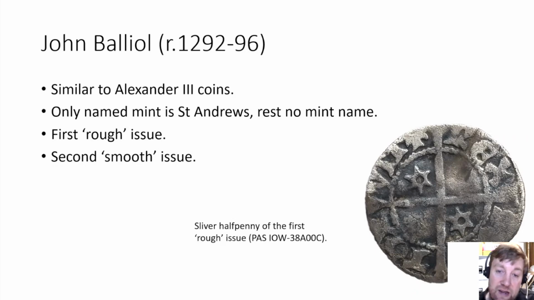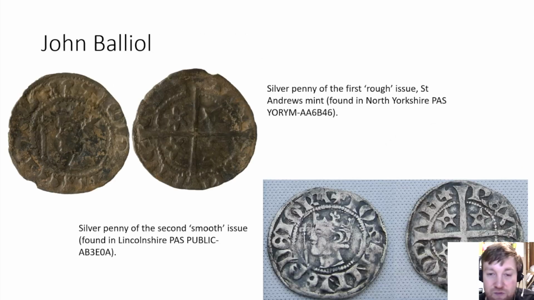And like Alexander III, a lot of the types have no mint name. The only mint that is named on Baliol's coins is St Andrews. The rest of them all have the legend Rex Scotorum. So John's coins are divided into two main types, the first rough issue and the second smooth issue. And this slide shows you the difference between them.